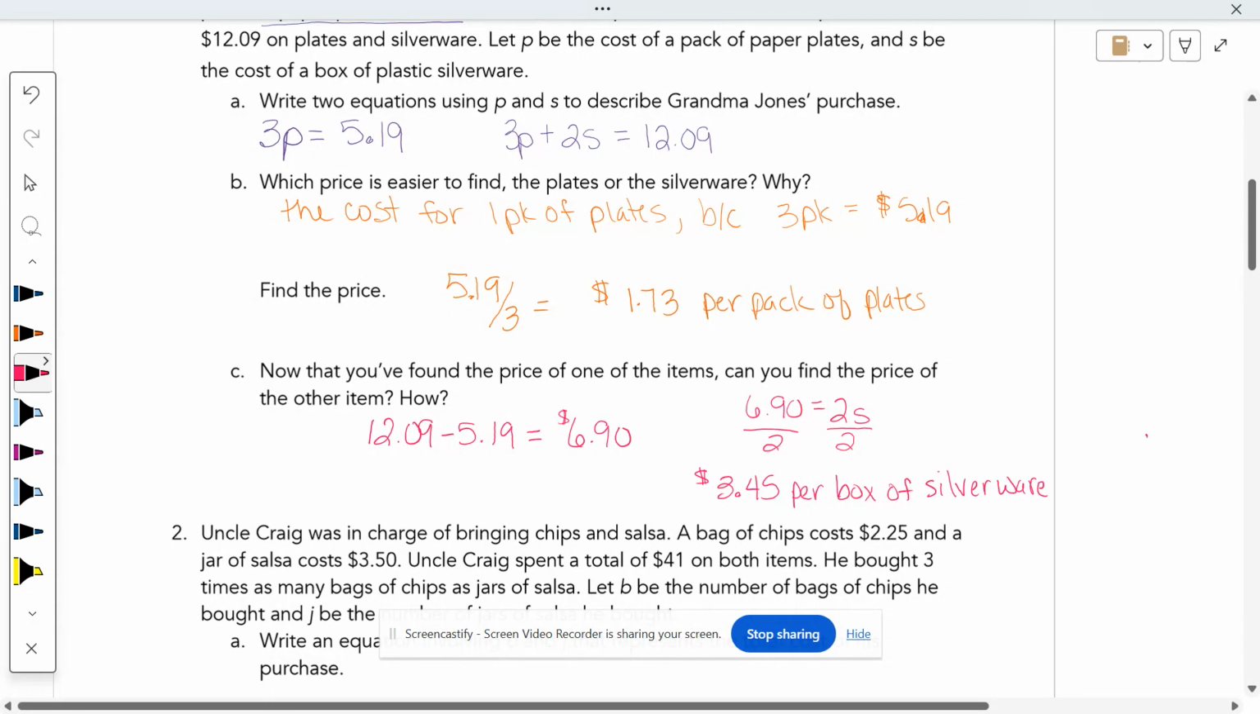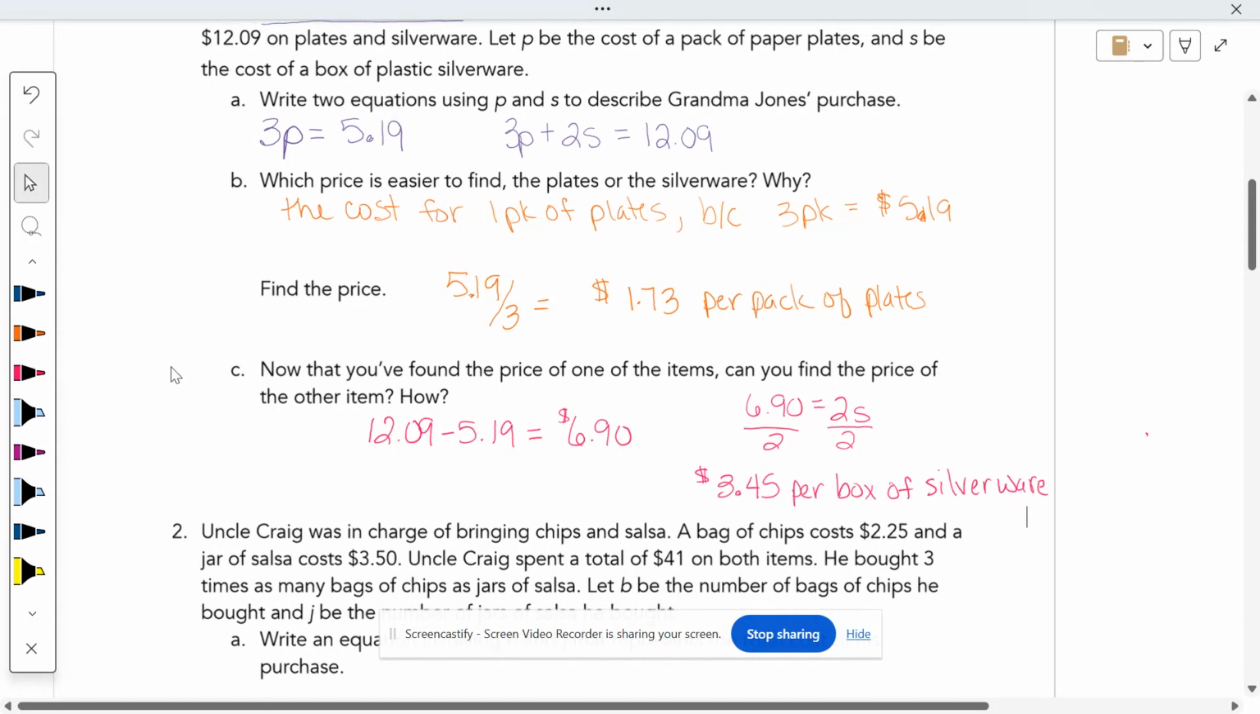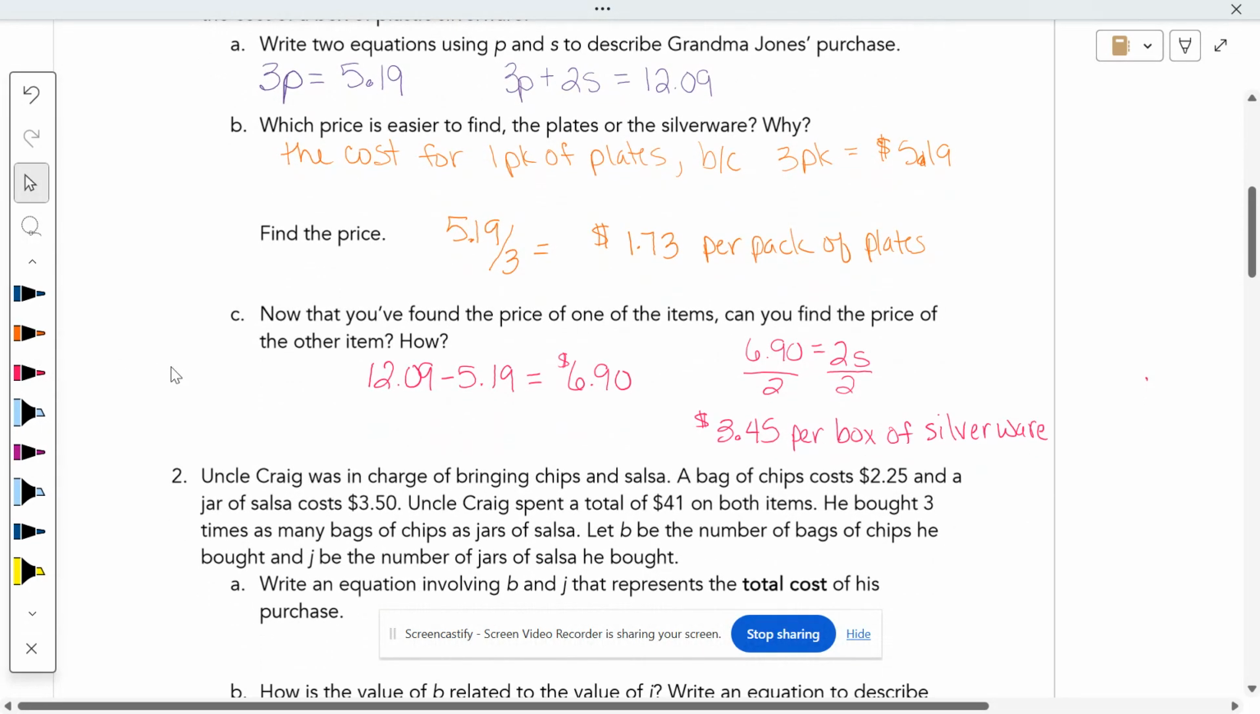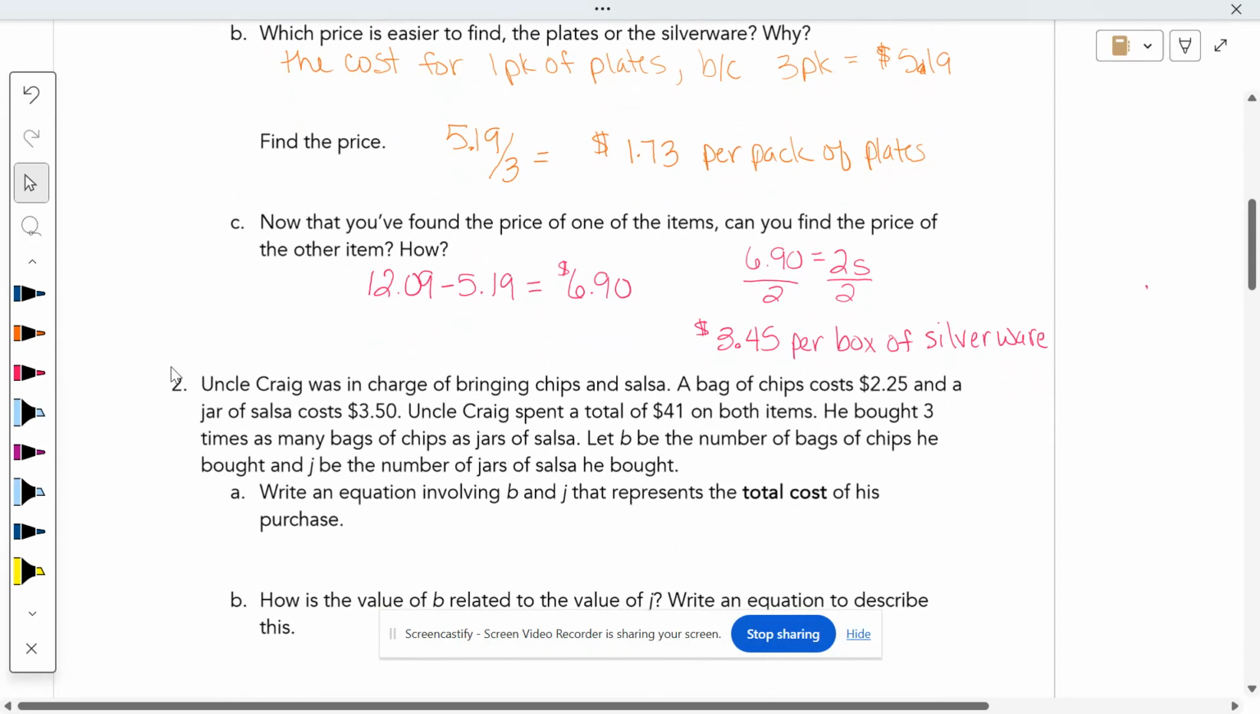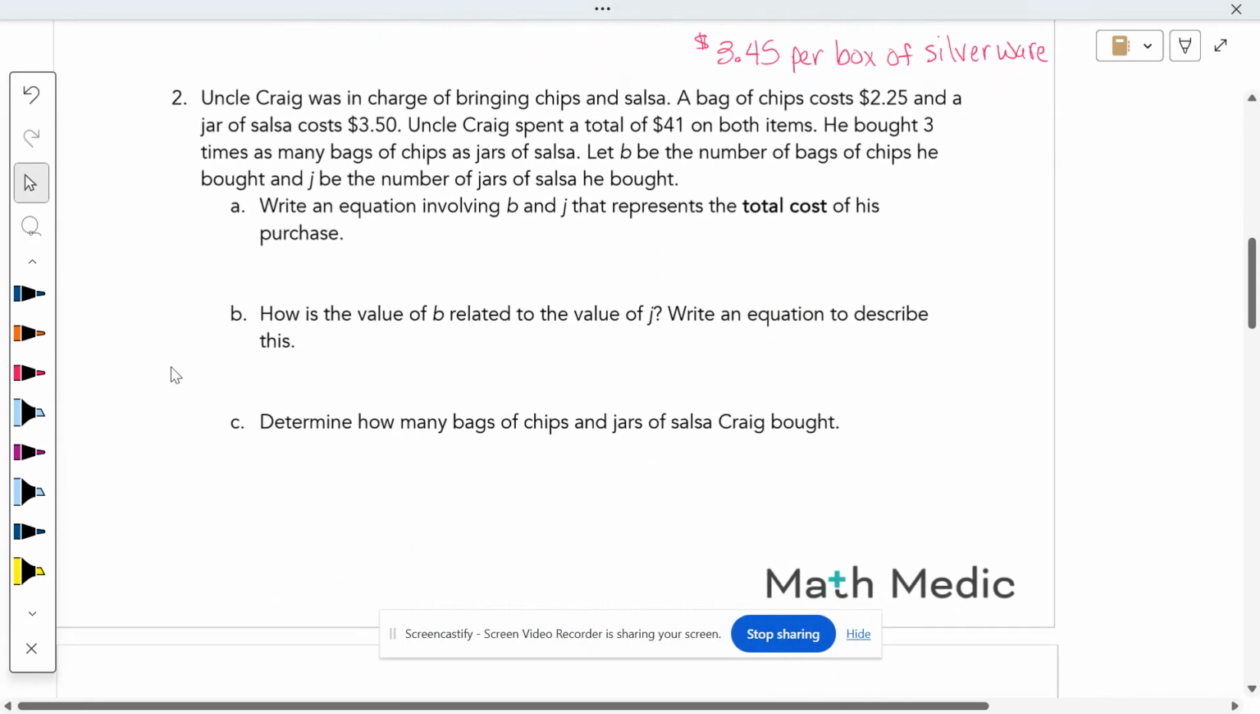Now, we didn't even use equations because we knew the value of one of them. We wrote the equations, but we didn't have to solve it using the system. Let's look at this next example.